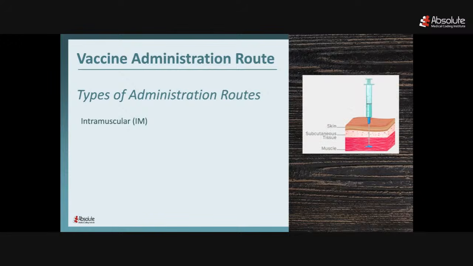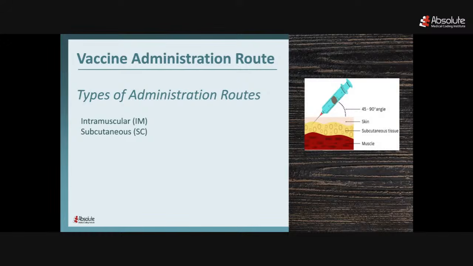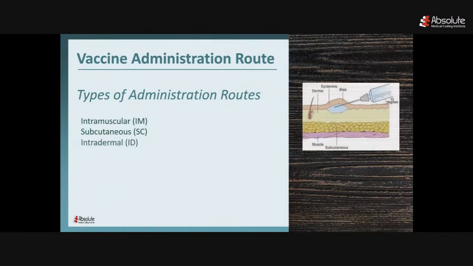First, you have an intramuscular route. This means the vaccine is injected into the muscle, usually a deltoid or a thigh muscle. We have a subcutaneous route. Here the vaccine is injected just under the skin. We have an intradermal route. This one goes into the top layer of the skin, like a tiny bubble under the surface.